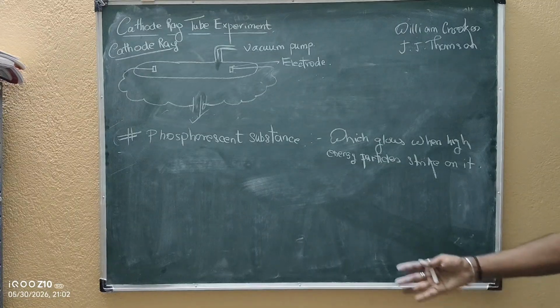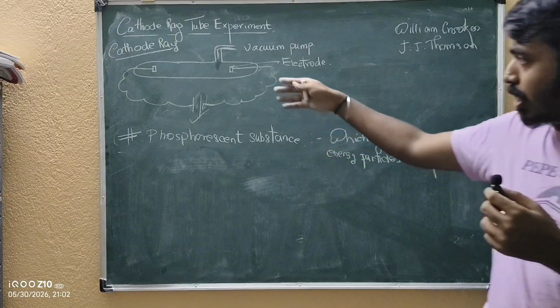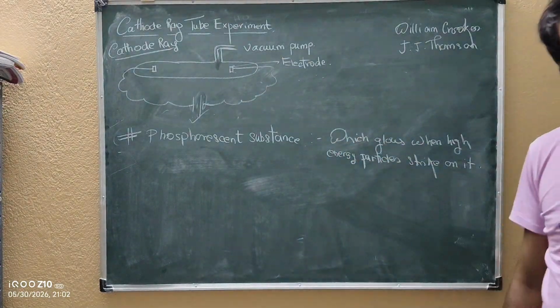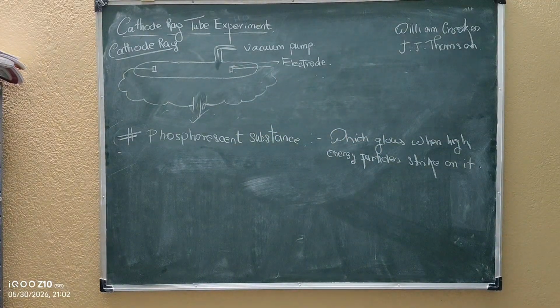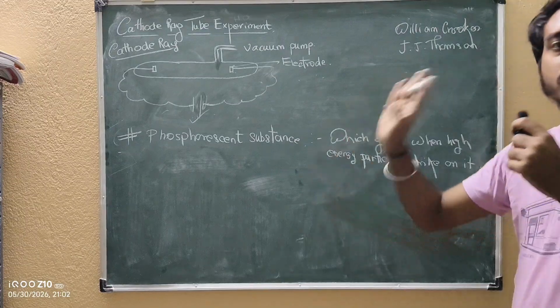Now you see, if I am installing a barrier of phosphorescent material, then what will happen? If something strikes on that, this particular thing will glow, then I can understand that yes, something has struck on that. And that something is not visible to us, but the glow will prove that yes, it is there. Understood? So to understand if something has struck the substance, we will use this.